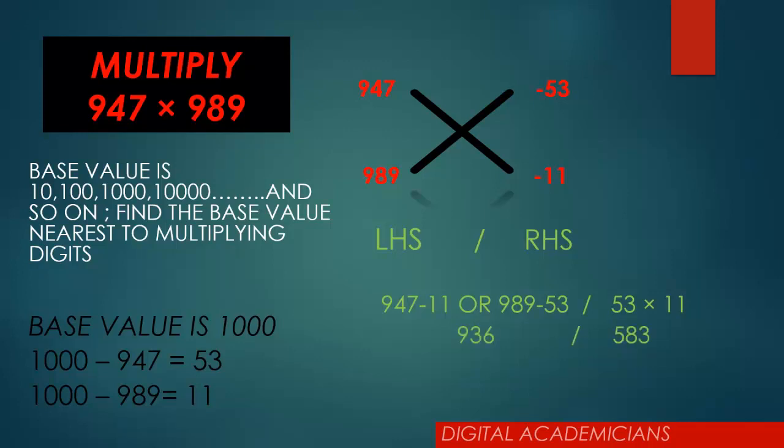The left hand side of the product is obtained by either subtracting 11 from 947 or by subtracting 53 from 989, and the right hand side, which appears to be 583, is the product of 53 and 11. On combining both of these, we reach an answer that is 936583. So we have seen how easily we can multiply these numbers using this cross symbol, and that is the reason why we are using this cross symbol for multiplication.